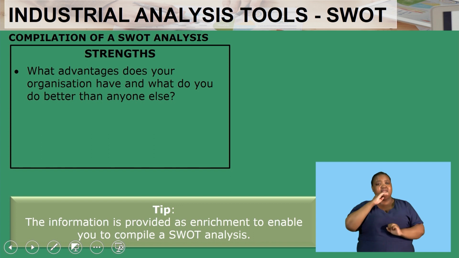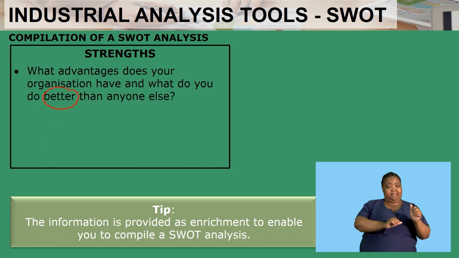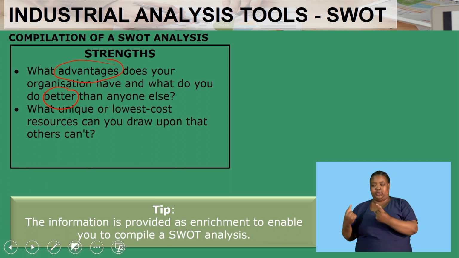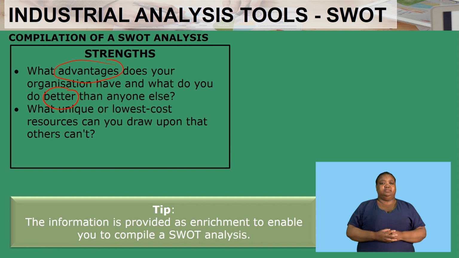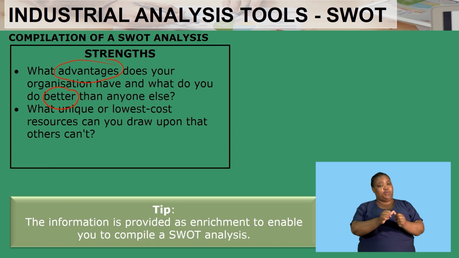By strength, we are looking at what advantages your organization, in this case your business, has, and what you do better than anyone else. So we're looking at the advantages, the things that we're good at that others do not have or cannot do. So what unique or lowest cost resources can you draw upon that others cannot? What is it that we are good at?